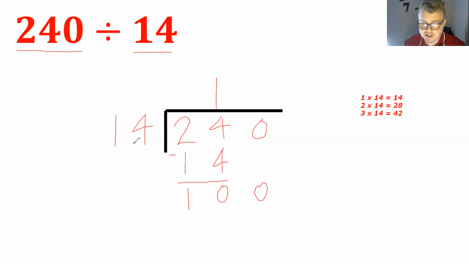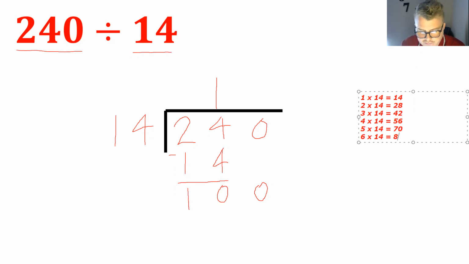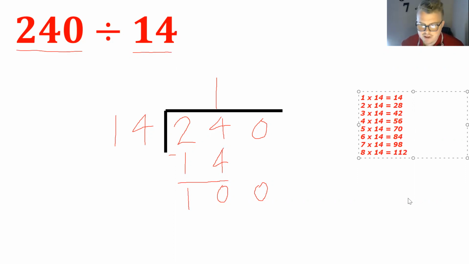So I ask myself, how many times does 14 go into 100? So I'm going to keep going on with my times table. 4 times 14 equals 56. 5 times 14 equals 70. 6 times 14 equals 84. 7 times 14 equals 98. 8 times 14 equals 112. Okay, so how many times does 14 go into 100? Well, it goes 7 times. It doesn't go 8 because that's too big. 112 is bigger than 100, so I have to stop at 7 times 14, which is 98.